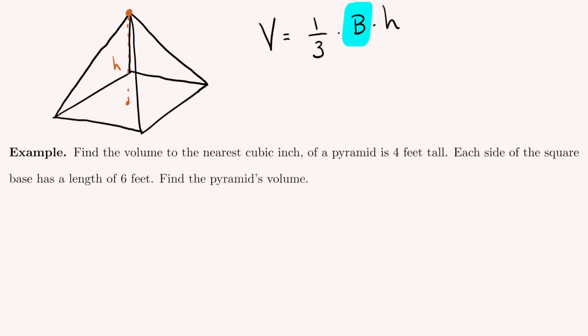So in our next example, we're asked to find the volume of a pyramid that is 4 feet tall, and we're told that each side of the square base has length 6 feet. So in this particular pyramid, the base is a square. Let's first draw a sketch of this pyramid. I'm going to start with a square, and we were told each side of the square was 6 feet, so this is 6 feet by 6 feet. And then the pyramid continues to a height.